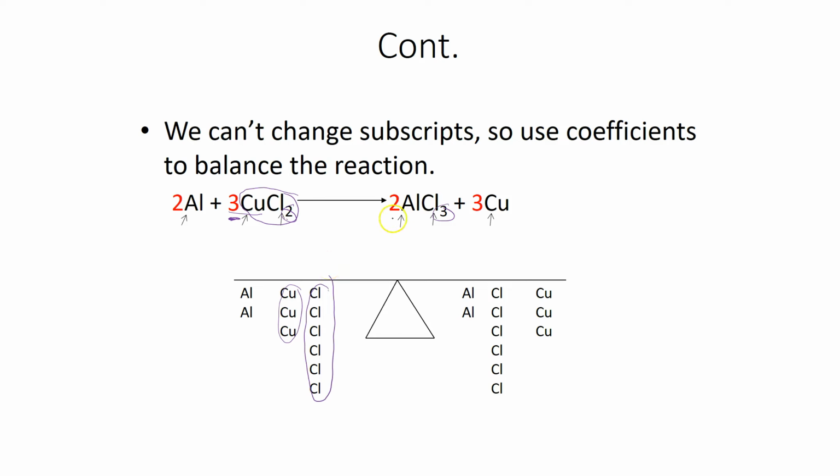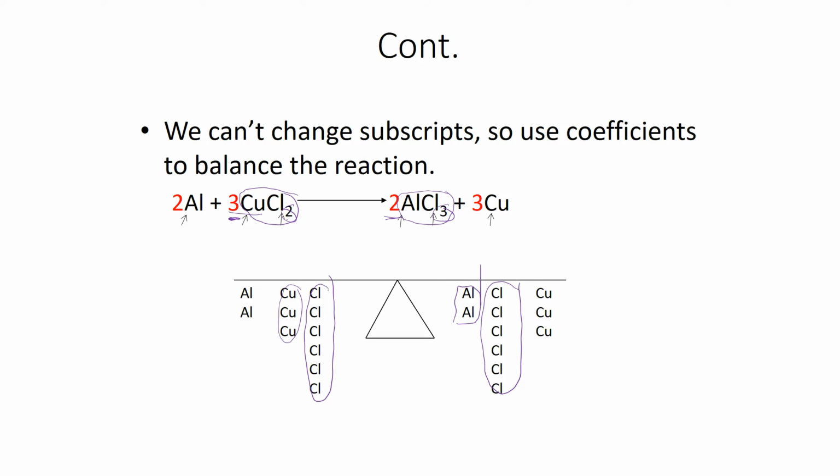Okay? Now I'm going to do the same thing to this side. I need 6 chlorines over here. So I'm going to put a 2 as my coefficient because 2 times 3 makes 6. So there's my 6 chlorines. Now as a result of that, though, the 2 applies to the entire compound. That also gives me 2 aluminums. Alright? Now, I've balanced my chlorines out, but as a result, that threw my copper and aluminum off.